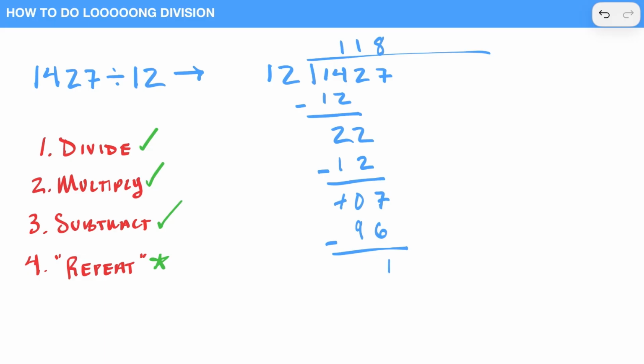7 minus 6 is 1. I'm going to borrow from here, make this a 10. 10 minus 9 is 1. So we have our answer of 118, remainder 11. And that's how you do long division.